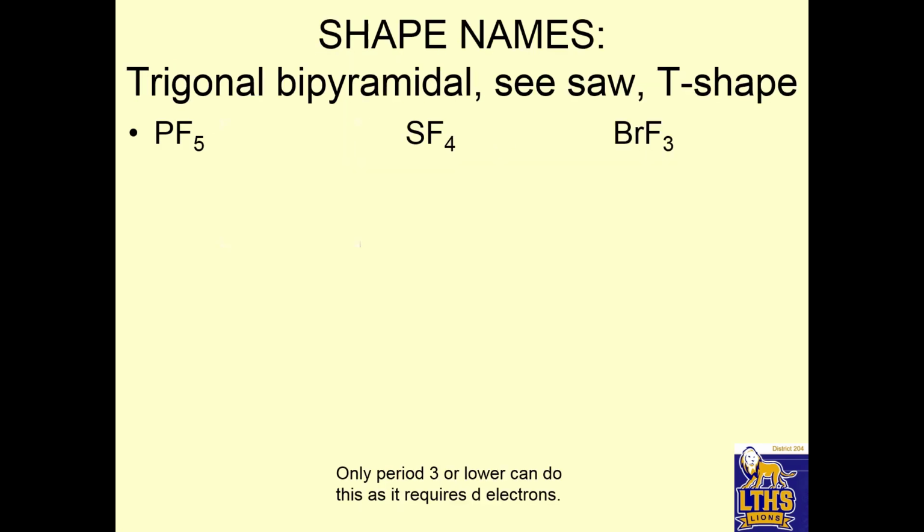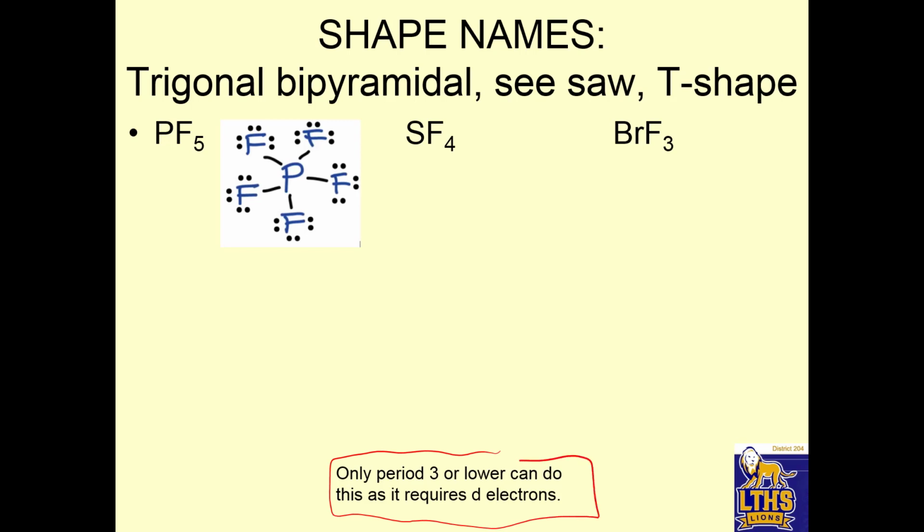Okay, are there more? I betcha there are. So PF5, phosphorus, is an exception. It's in the 3rd period on the periodic table. It has d orbitals. It doesn't have electrons there, so it has orbitals available. So phosphorus can expand beyond 8 electrons because it has more orbitals to use.